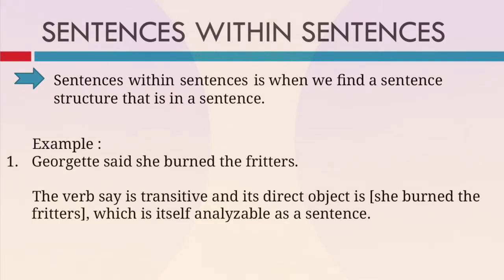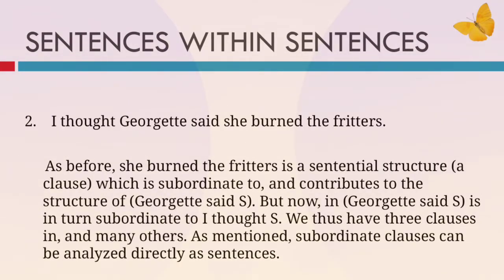a sentence. Number 2, I took Georgette's side, she burned the fritters. As before, she burned the fritters is a sentential structure or a clause, which is subordinate to and contributes to the structure of Georgette's side. But now, in Georgette's side is in turn subordinate to, that is, I took. And we do have three clauses and many others. As mentioned, subordinate clauses can be analyzed directly as sentences.